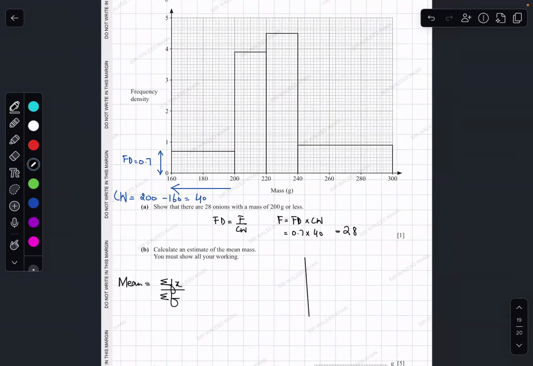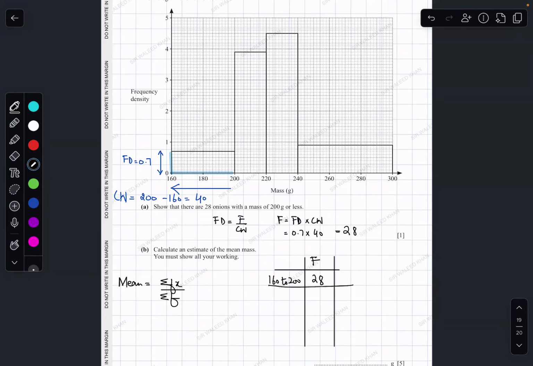Okay. So for the mean mass, we should have the frequency. And along with that, what else? So let's first figure out the frequencies. What are we doing each time? The width multiplied by the height. So for the first class interval, that is 160 to 200, what is the frequency? That is 0.7 times 40, which was 28.